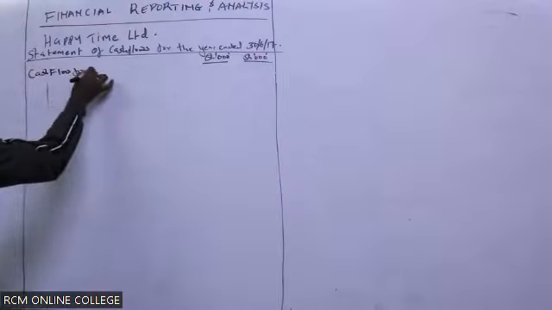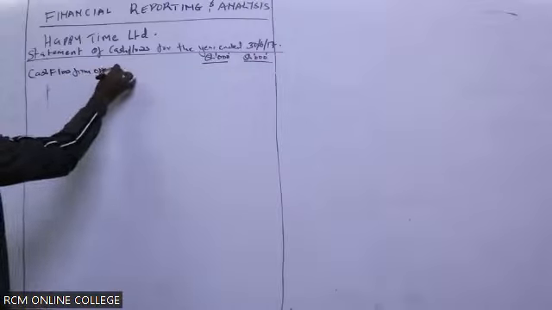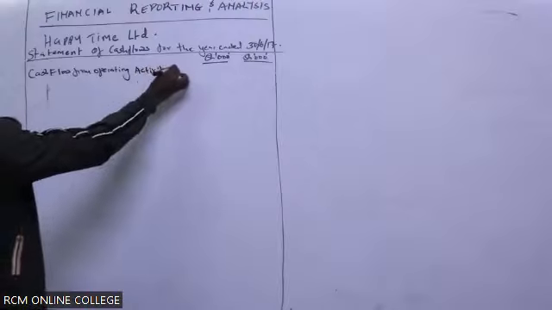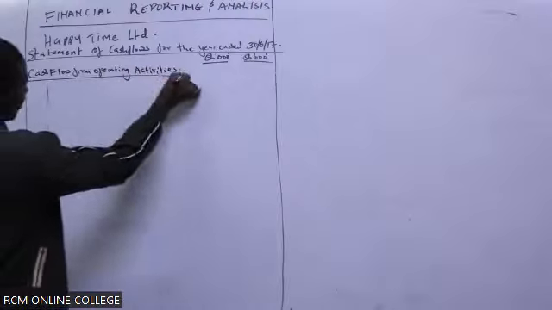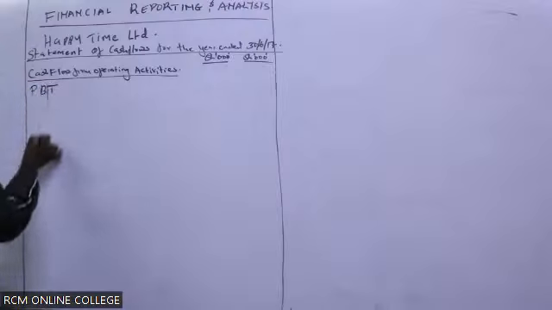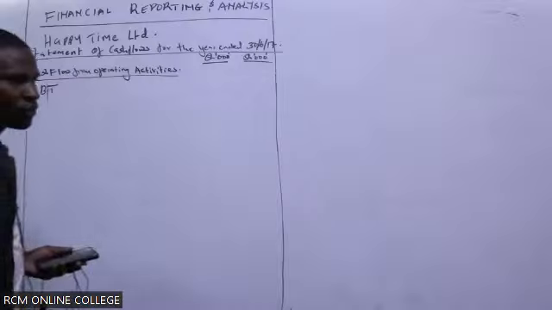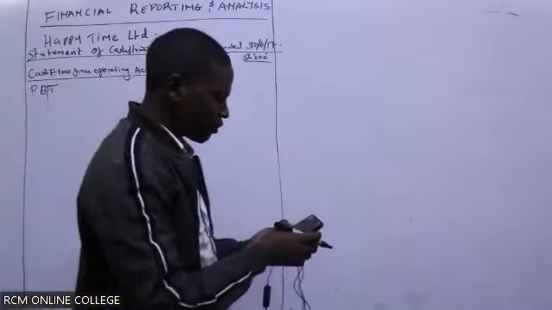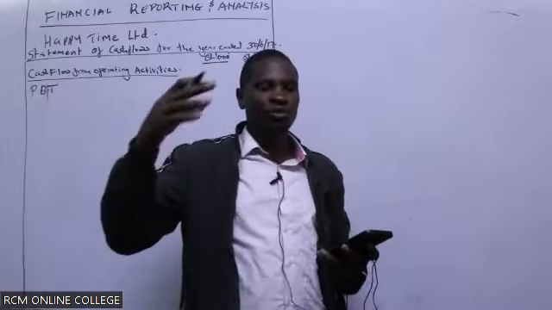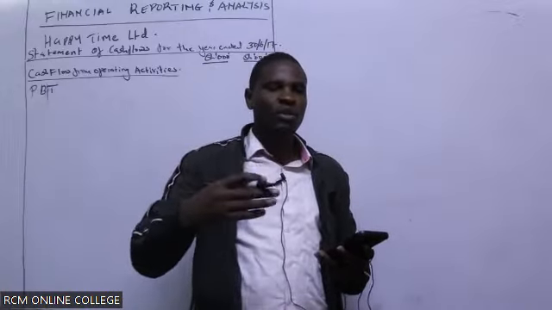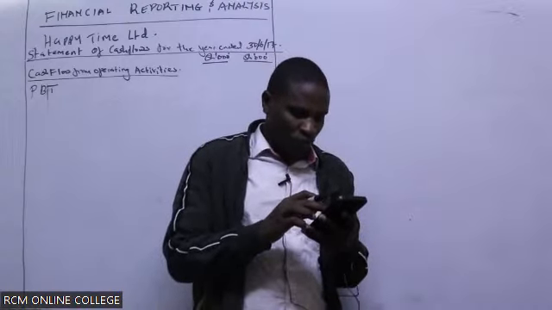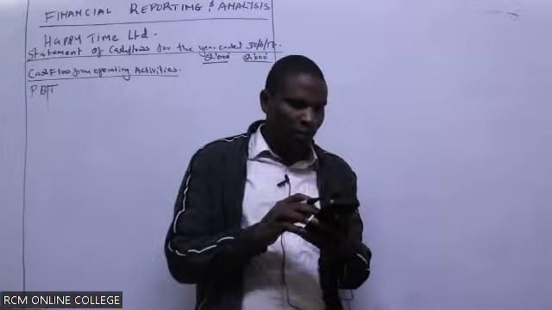from operating activities. To impress the examiner, you need to have that. Profit before tax, let me call it PBT. Can somebody give me profit before tax very fast as we move? I want us to go to the adjustment of non-cash items. Once we are through with that, we go to changes in working capital.